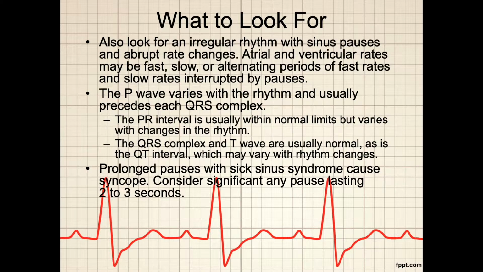The atrial and ventricular rates may be fast, slow, or alternating between fast rates and slow rates that are interrupted by pauses. The P wave varies with the rhythm and usually precedes every QRS complex. The PR interval is usually within normal limits, but varies with changes in the rhythm and rate. The QRS complex and T wave are usually normal, as is the QT interval, which may vary with the rate and rhythm changes. Prolonged pauses with sick sinus syndrome cause syncope. Consider it significant any pause lasting more than 2 to 3 seconds.